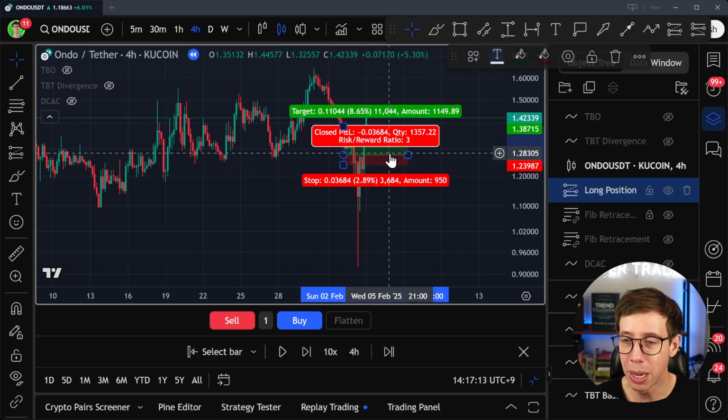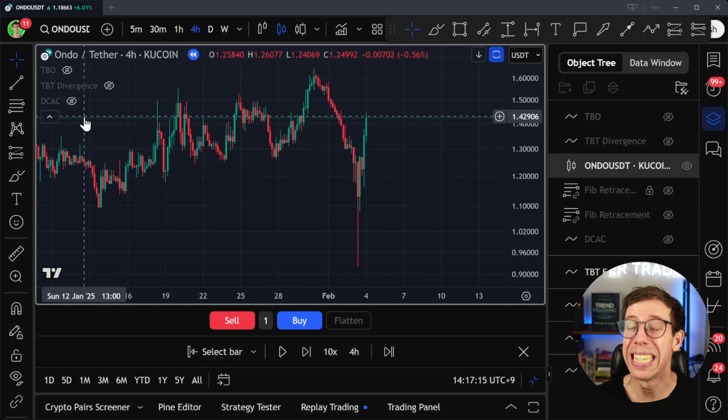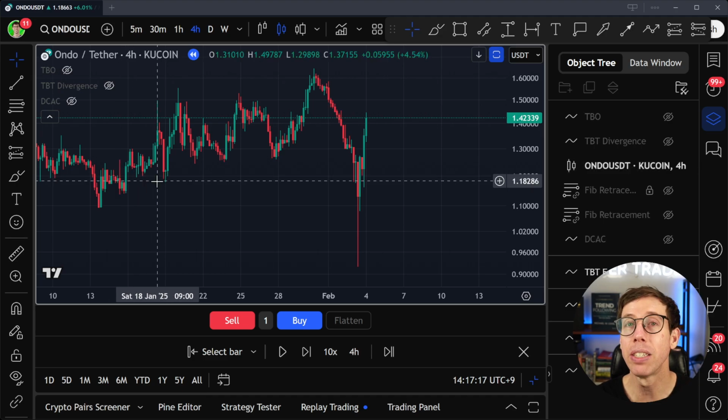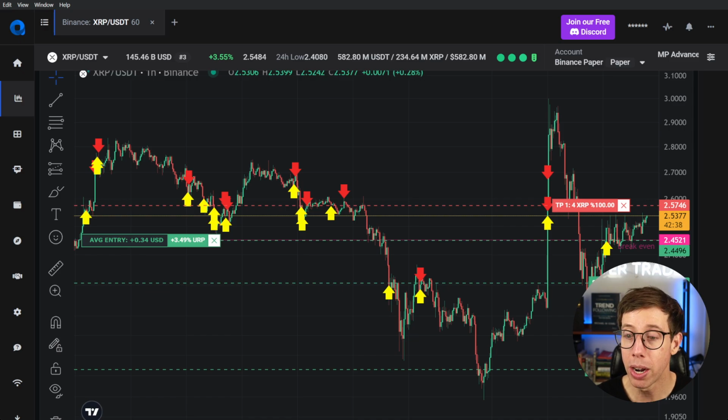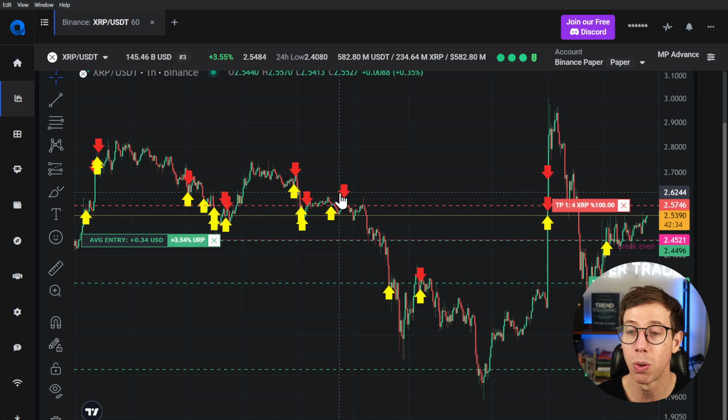But what I think is actually a better approach is to use a DCA strategy. DCA stands for dollar cost averaging, and trading bots on AllTraded do this automatically. You can see all of these yellow arrows. These are all buy orders. The red orders right here are all sell orders.